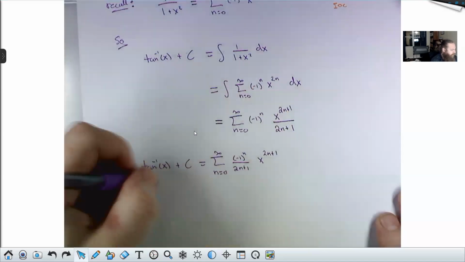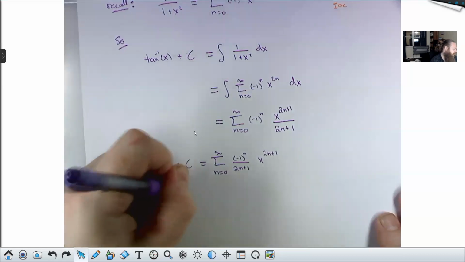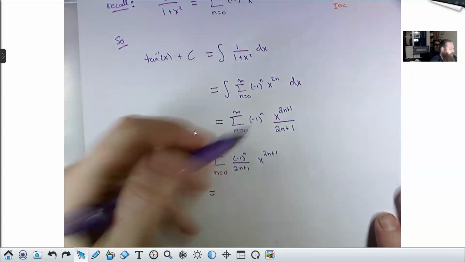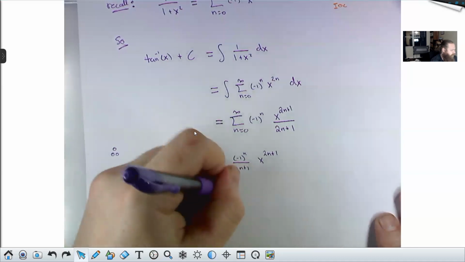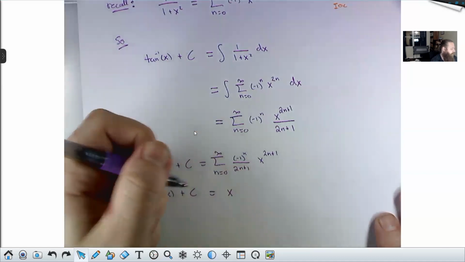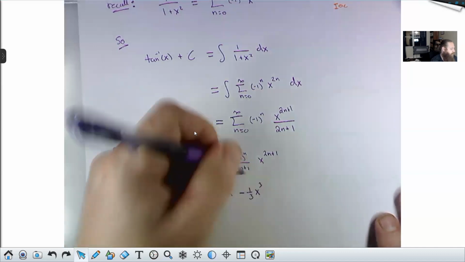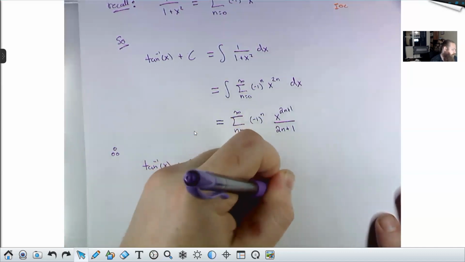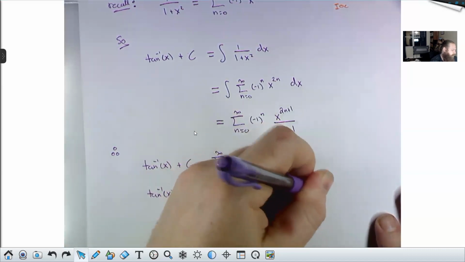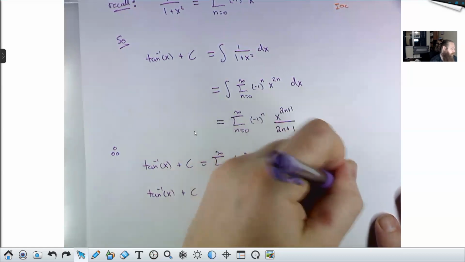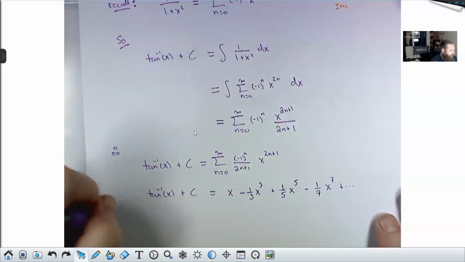Remember, this is just a shorthand. We'll write it out. We're going to solve for c here. And the way you do this is by writing out the series. The very first term of the series is (-1)^0 over 1 times x to the 1. That's x. Then when n is 1, you get -1/3 x cubed. Then when n is 2, you get +1/5 x to the 5. And then -1/7 x to the 7, and so on.